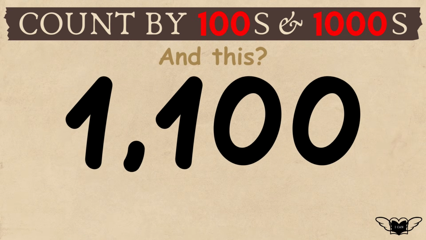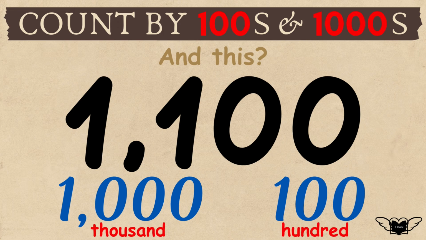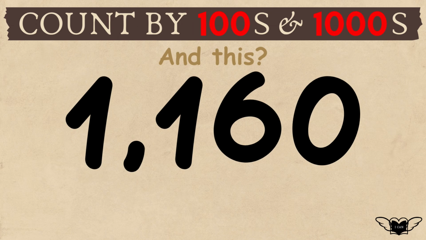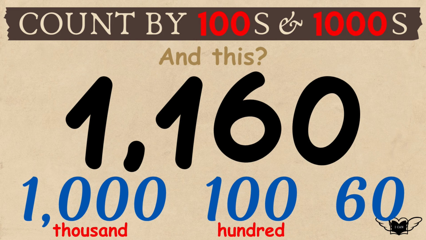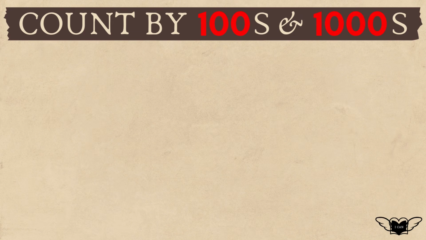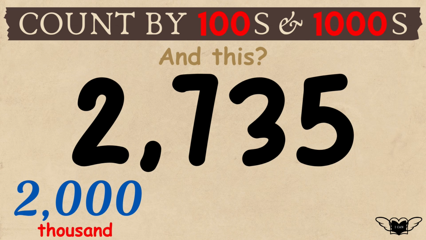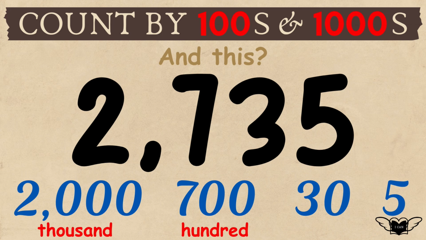And this? 1000. 100. 1,100. And this? 1,000. 100. 60. 1,160. And this? 2,000. 700. 30. 5. 2,735.